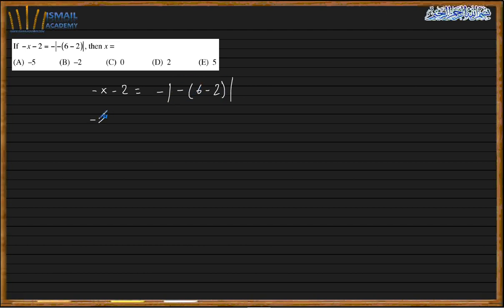So I got minus x minus 2 equals minus absolute value. Here it's going to be 4, so it's going to be minus 4. Absolute value of minus 4 is 4, so it's going to be minus 4 here. So minus x minus 2 is minus 4, so I add 2 to both sides. So I got minus x equals minus 2, divided by minus 1, then x will be 1. Oh, then x will be 2, not 1. So x will be 2.